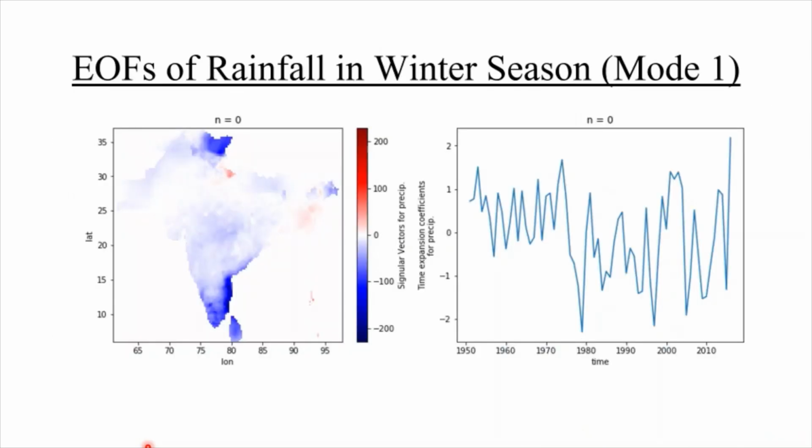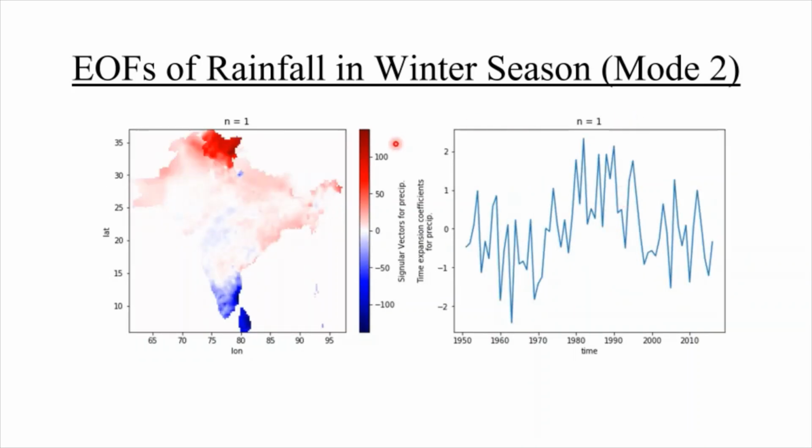Now, beginning with the results, first we have the EOF results. We are presenting the first mode of EOF. Here we have n equals 0 because Python starts counting from 0, and so this is the first mode. We see that the leading mode of EOF shows the precipitation patterns over North and South India oppositely correlated to Central India, and these are the corresponding PCs of the first mode of EOF.